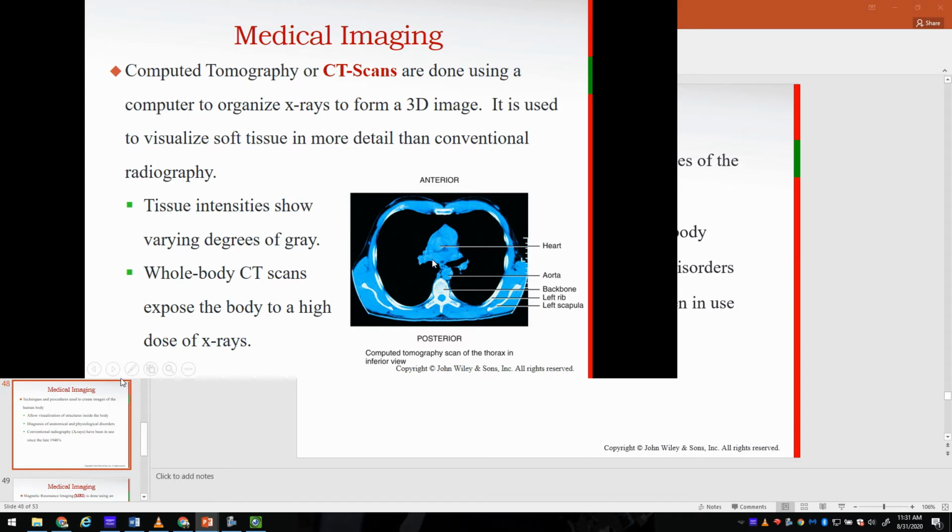Whole body CT scans expose the body to a high dose of x-rays. If you've ever had an x-ray, they will give you that lead apron. The lead blocks the x-rays, and they especially will want to cover your organs of reproduction. They have found out that x-rays can mutate your gametes. So either sperm or egg cells can be mutated by x-rays, which means if those are the ones that will be used, that could possibly lead to birth defects.